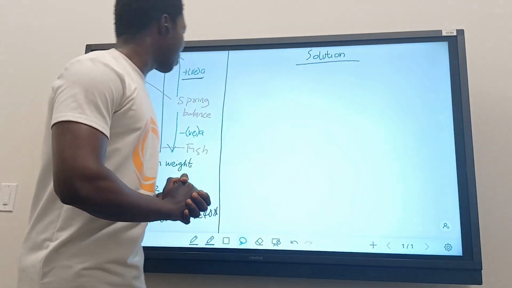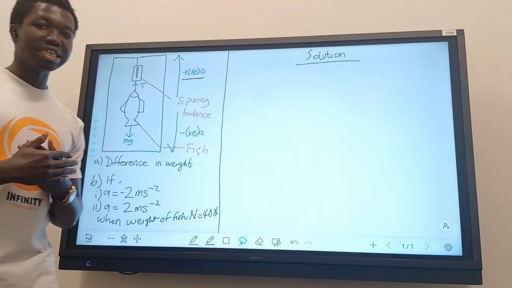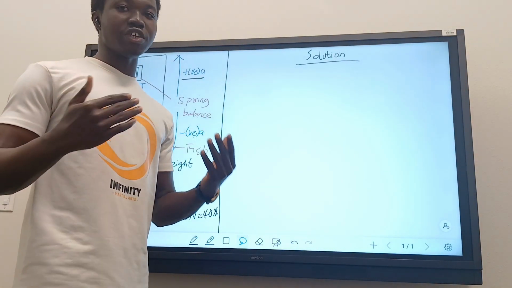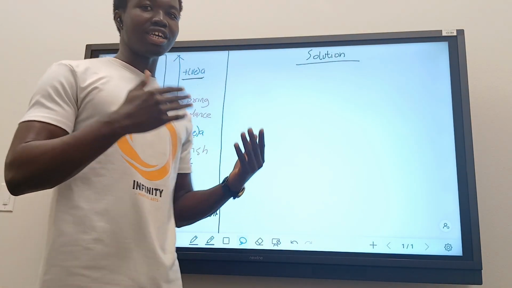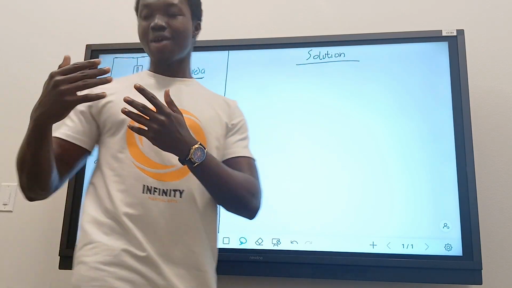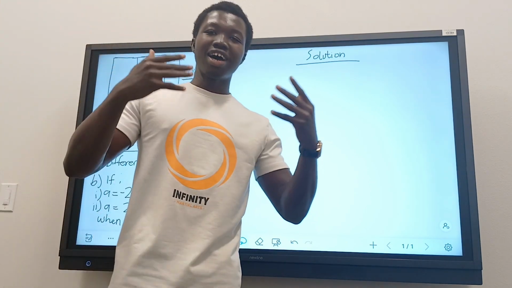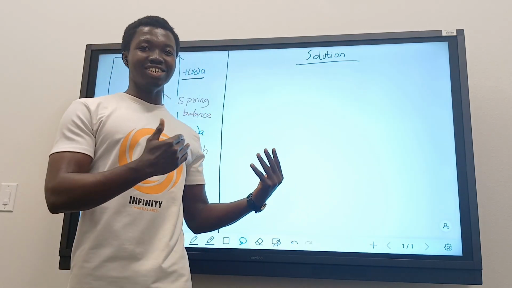So now the problem before us is we want to check what would be the difference in the weight of a fish placed in an elevator as the elevator moves up or down. This is a very interesting experiment, so follow me as I help you understand the physics behind this.